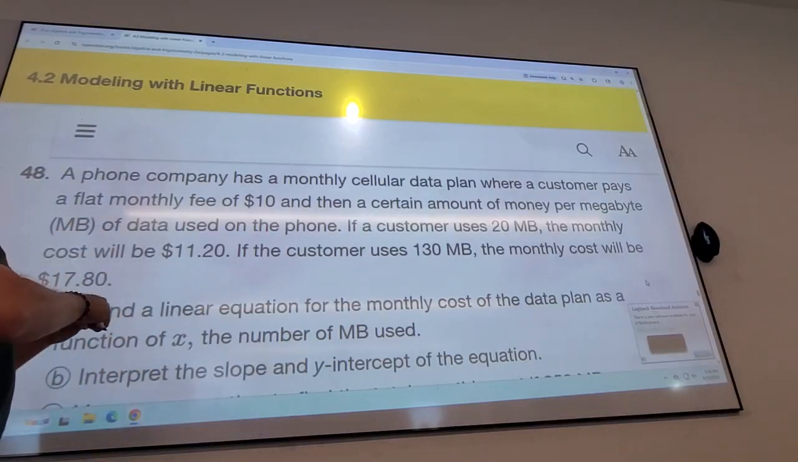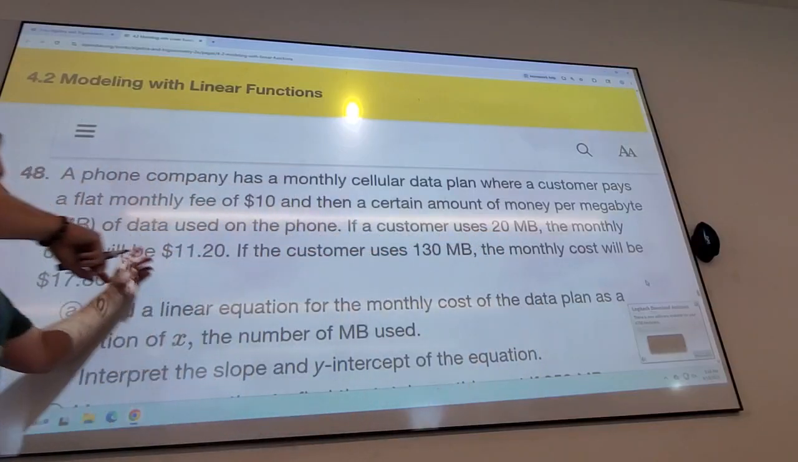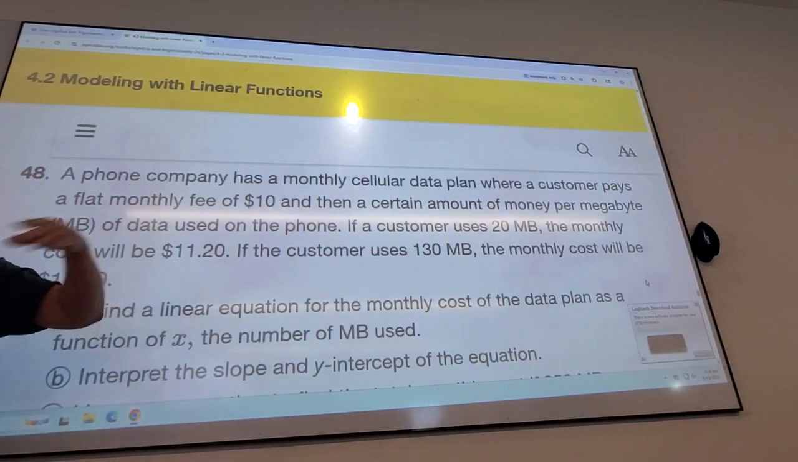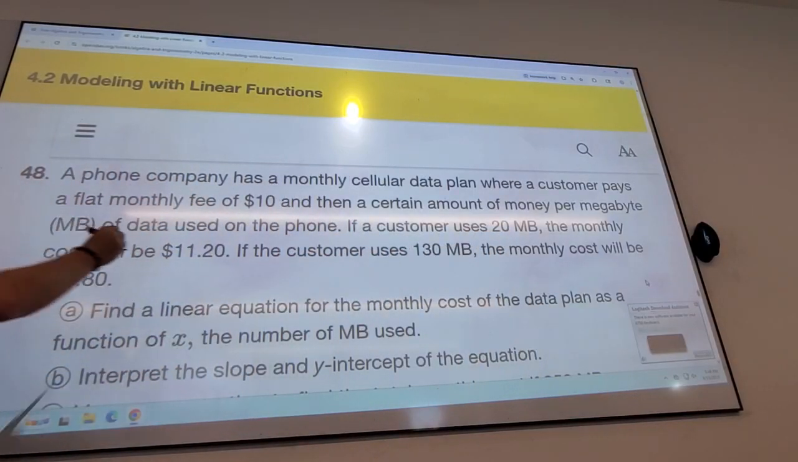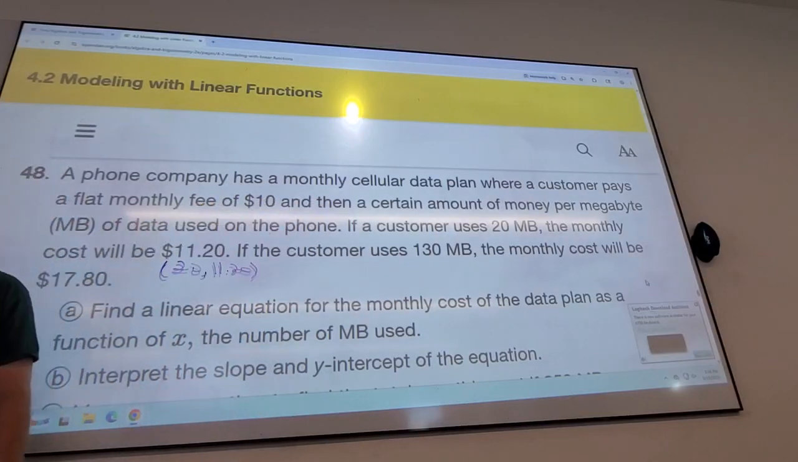Use the 20 and the 11.20. If a customer uses 20 megabytes, the monthly cost is $11.20. So what point is that? (20, 11.20). Does that make sense though? I was going to say you can make it 0 and then the other 1.20, but it already gives you 2 points.